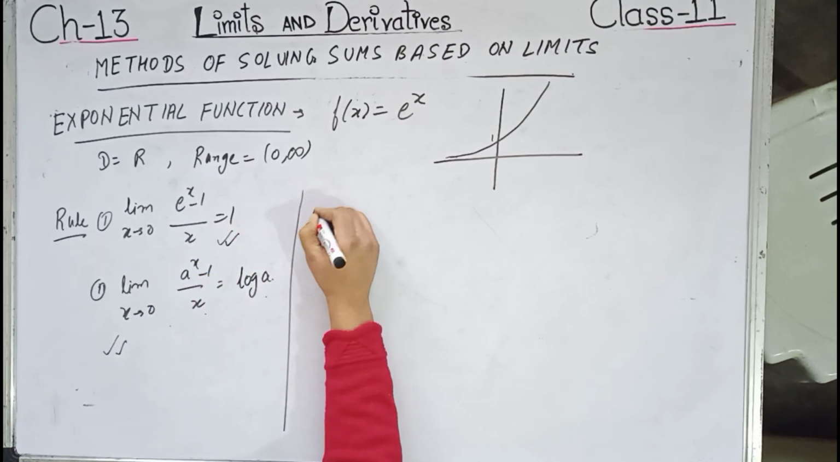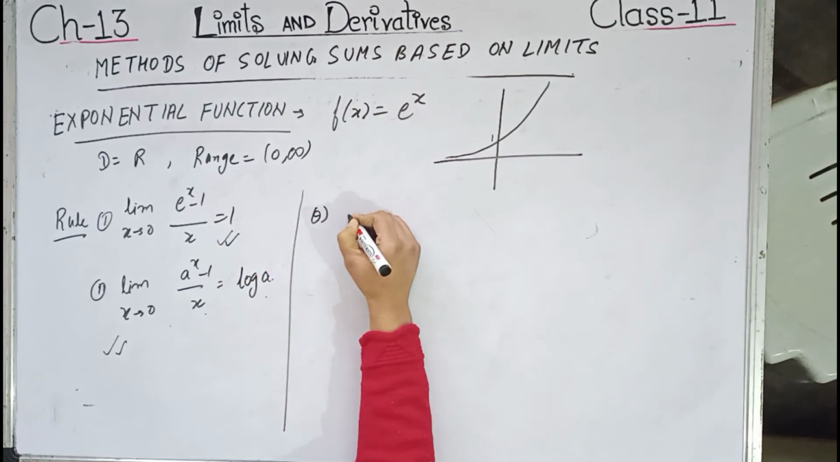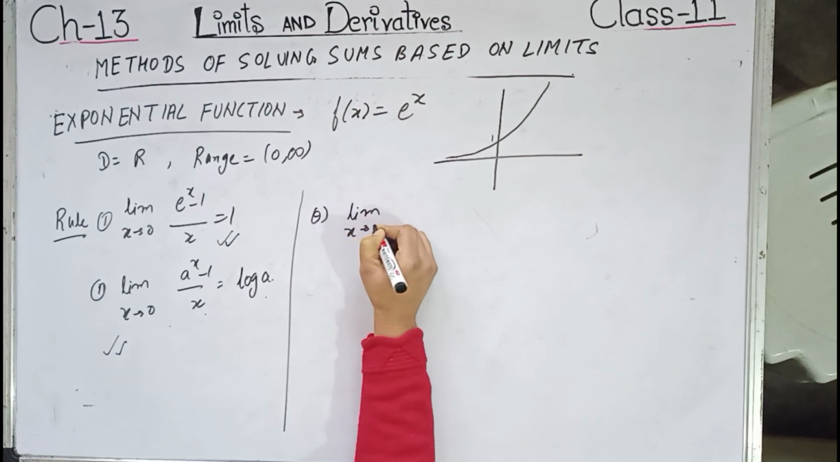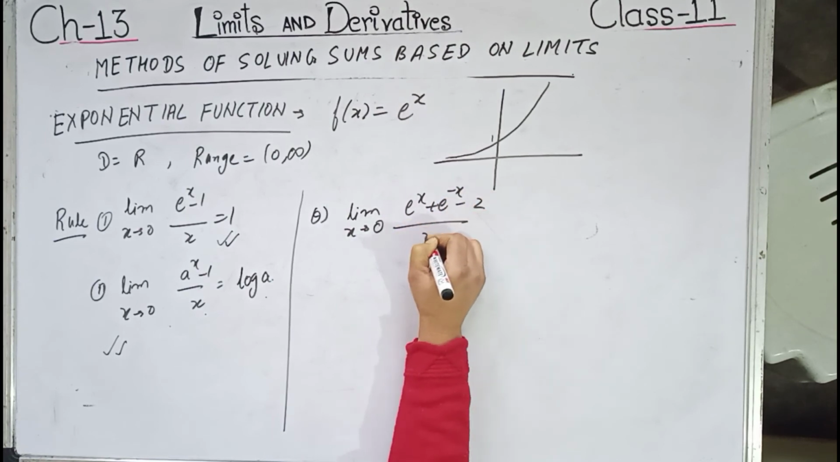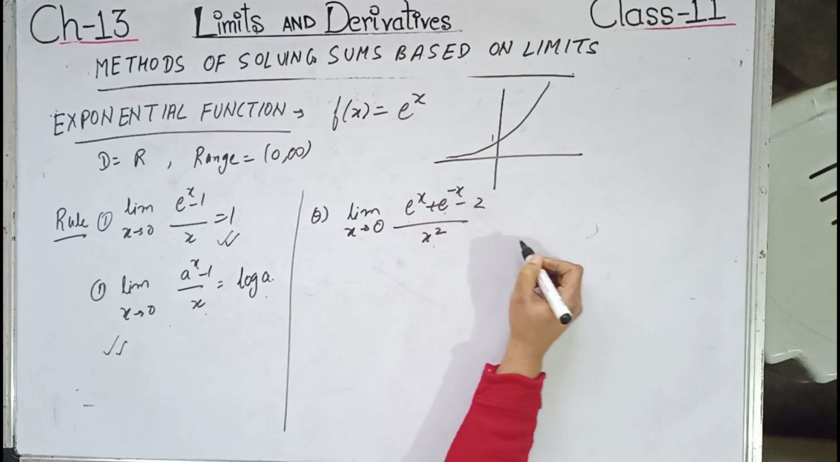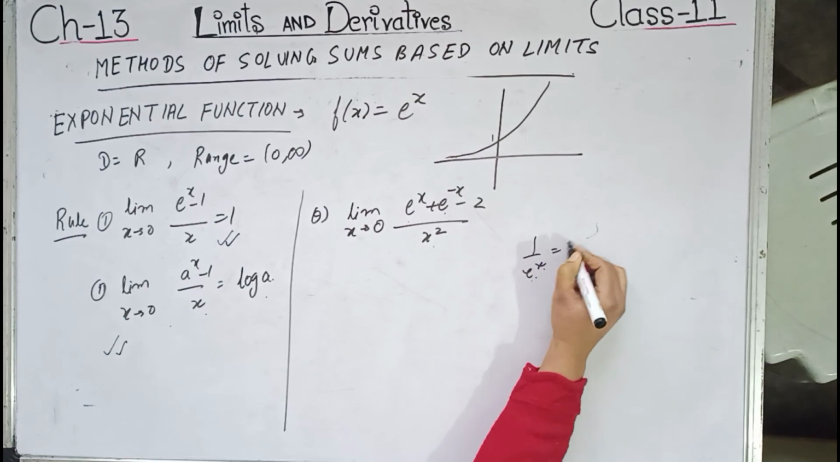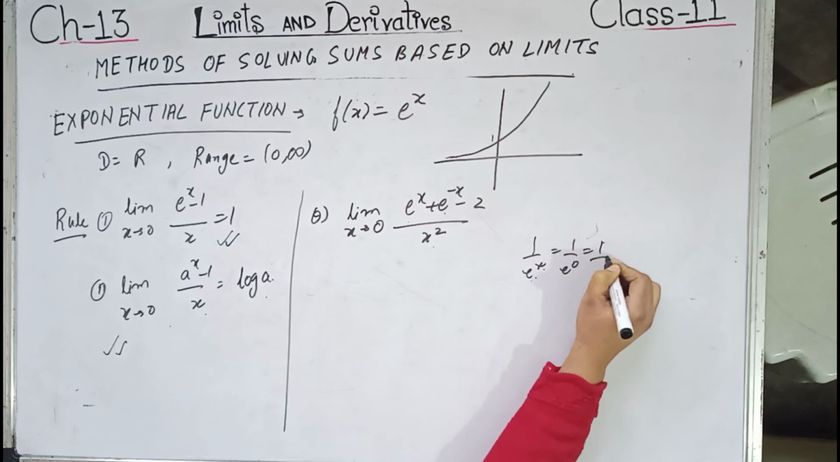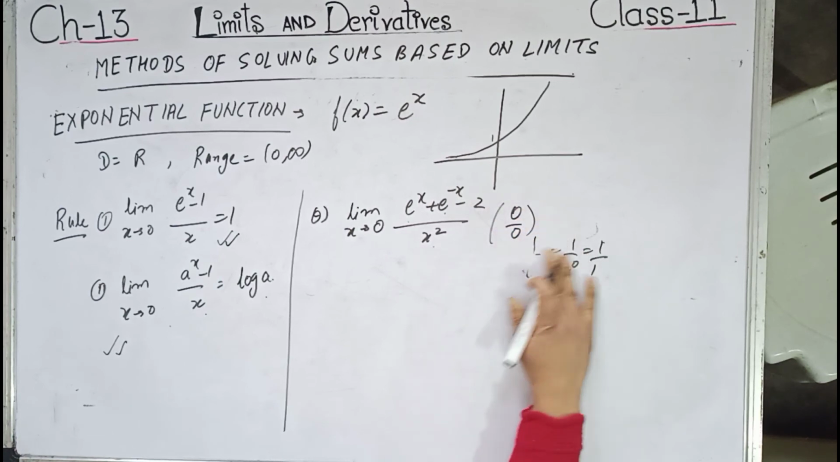Let us take one or two more examples, one or two questions related to the use of these formulas. So one sum I am doing over here: limit x tending to 0, e to the power x plus e to the power minus x minus 2 by x square. So obviously over here, if I put x equal to 0, e to the power 0 is 1, and for e to the power minus x, I will be writing 1 by e to the power x, and 1 by e to the power 0 will be 1 by 1. So 1 plus 1 is 2, 2 minus 2 is 0, so this is in the form of 0 by 0 form.